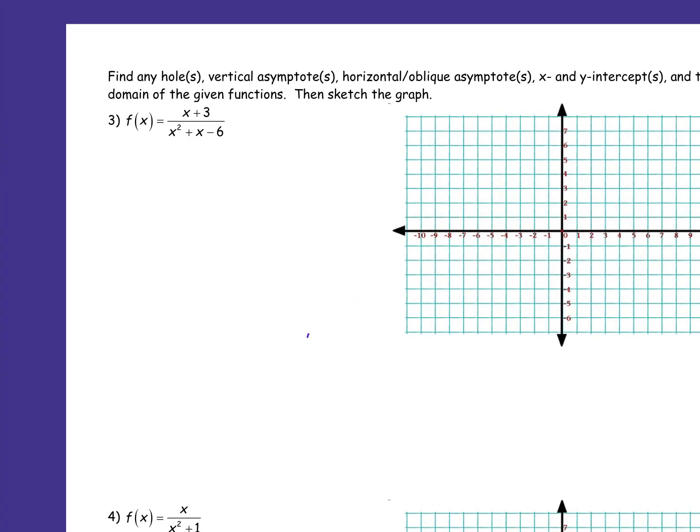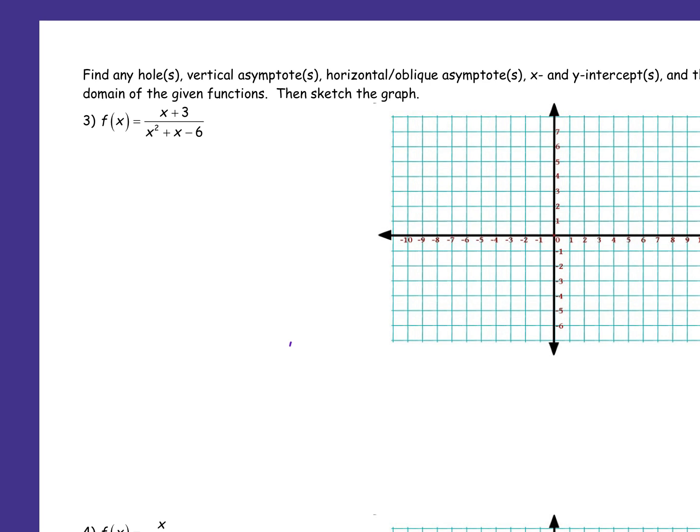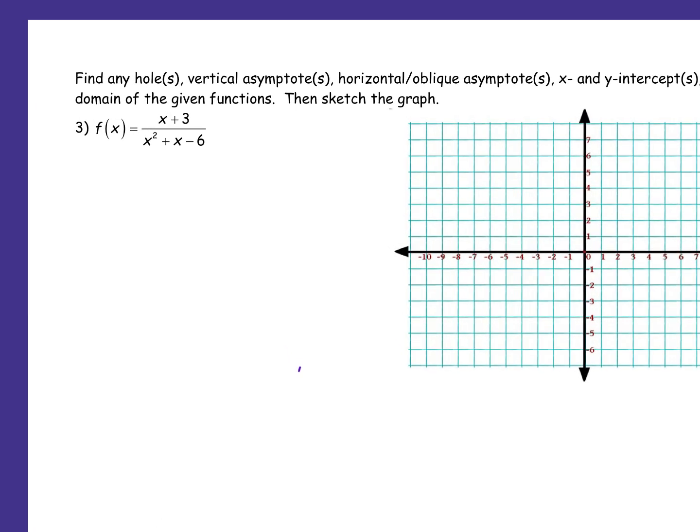So again, we have the same denominator. I think this is the last one with the same denominator though. So I have x plus 3 over x plus 3 times x minus 2. So that goes away and my equation becomes 1 over x minus 2. Okay? So holes. Do I have a hole? And where's it located? At x equals -3, and then y equals -1/5.